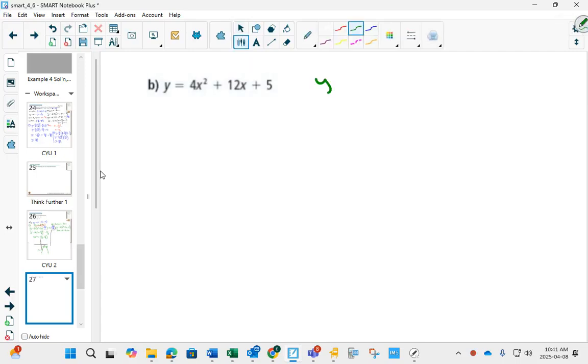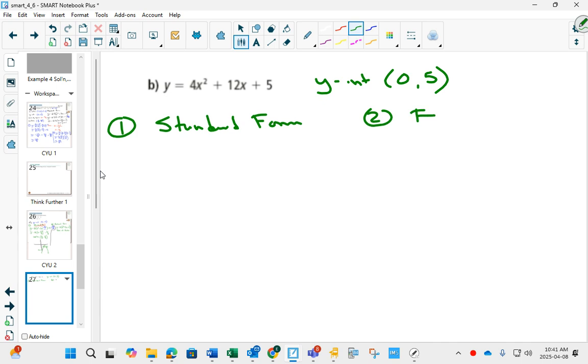First of all, for the second one, can you see that your y-intercept is super easy to find? It's (0, 5). And we'll try standard form first, which is my recommendation. We'll also look at factored form. Maybe it works. It's not yet. No.